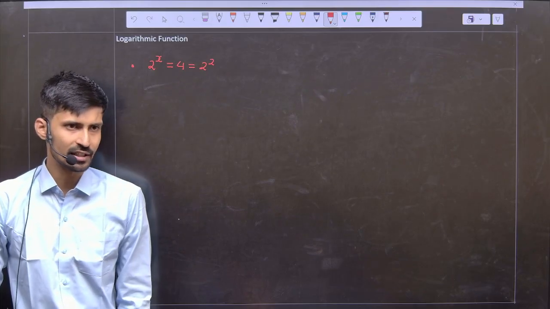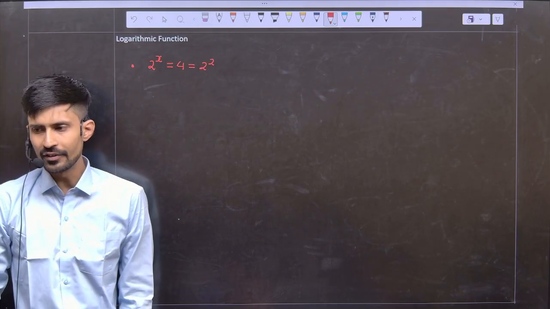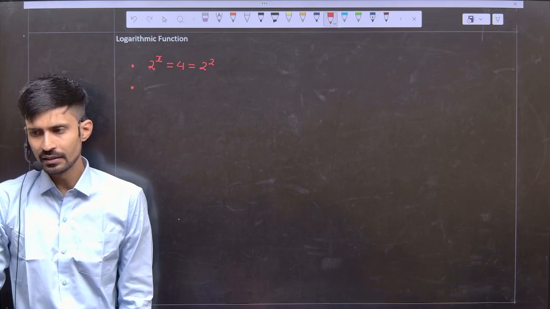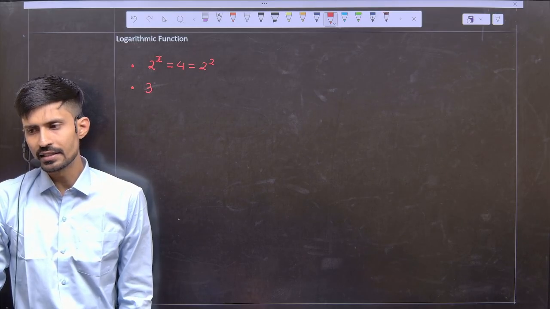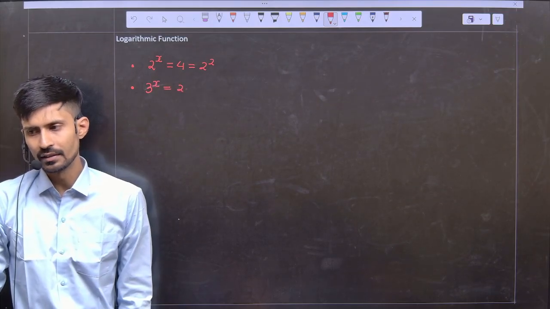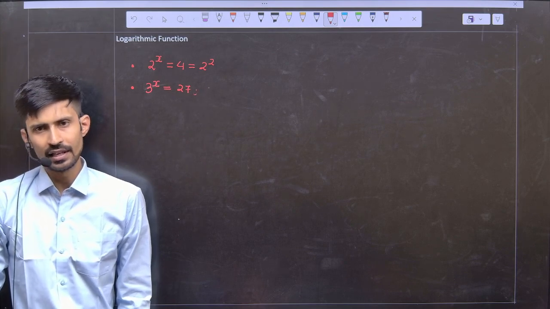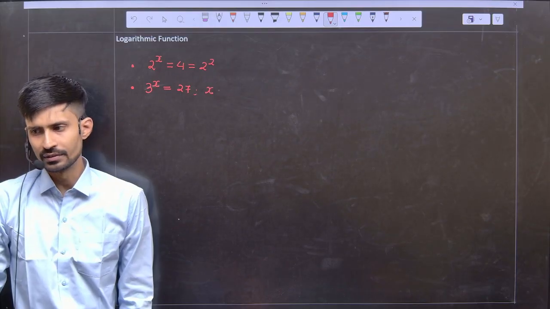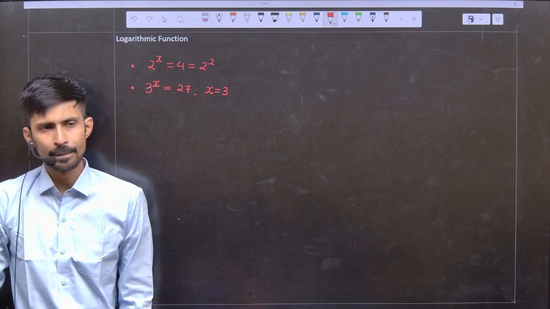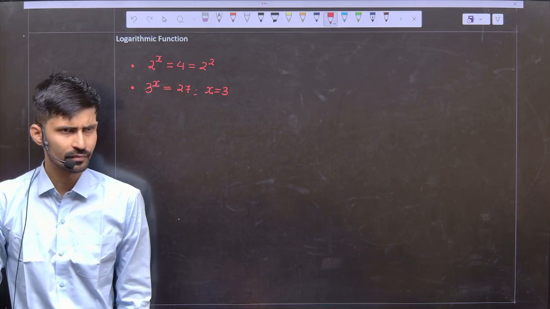That is 100% correct. Similarly, if I write 3 raised to x is equals to 27, find x. What will you say? x is equals to 3. Correct. No problem.